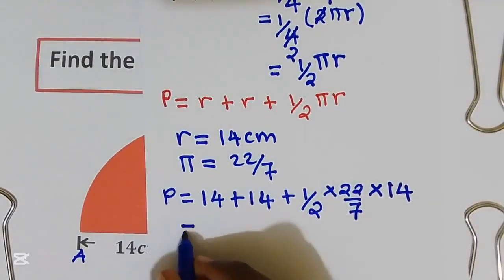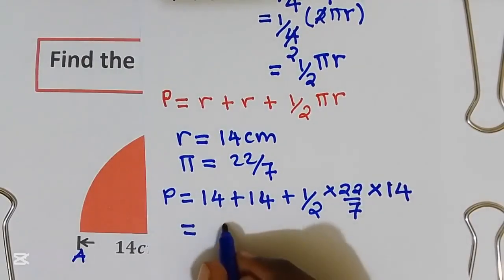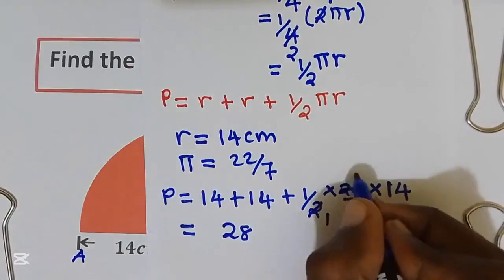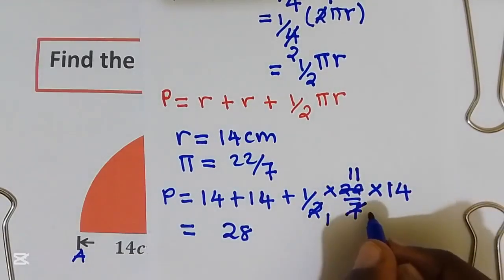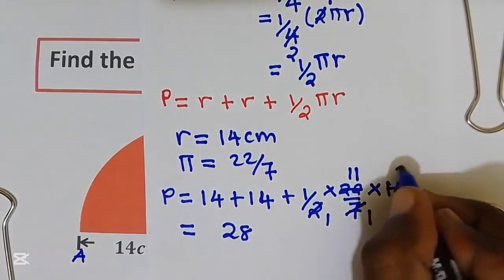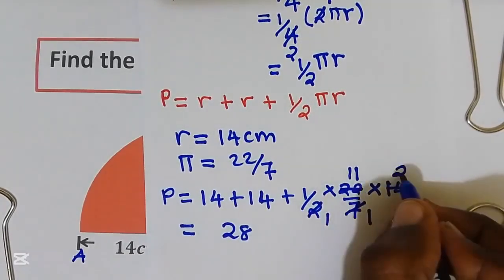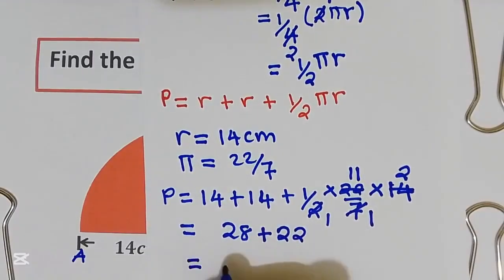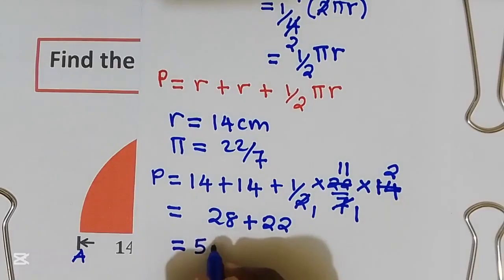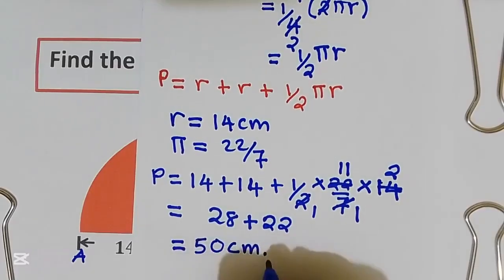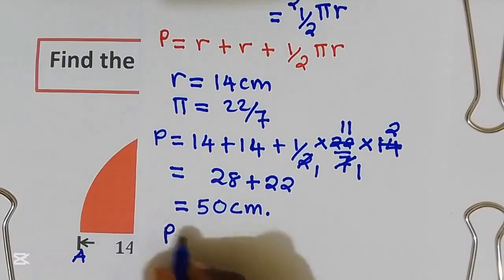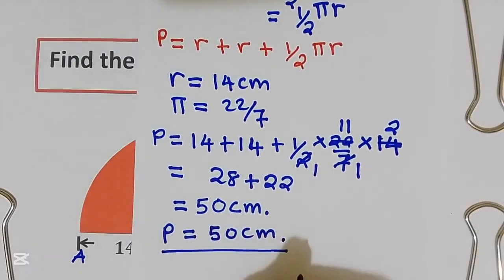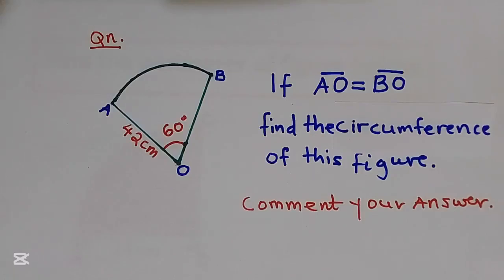That is going to be 14 plus 14, that is 28. I can simplify here by 2, 1. By 2, it is 11. By 7, it is 1. By 7, I got 2. 11 multiplied by 2, we get 22. We are going to get the answer equal to 50 centimeter. Perimeter is equal to 50 centimeter. I hope you understand the question that we have done.